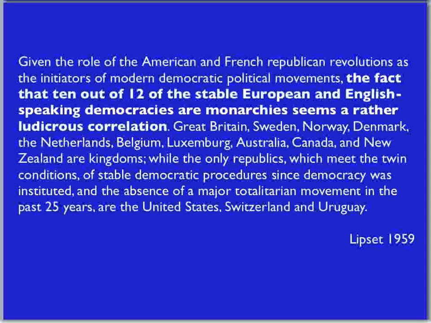And Lipset finds it pretty funny that in many democracies, some form of monarchy still persists. So he notes that 10 out of the 12 stable European and English-speaking democracies are monarchies. And he suggests that this correlation, the coexistence of monarchies and democracies, suggests that some form of monarchy is probably functional for the emergence of democracy.